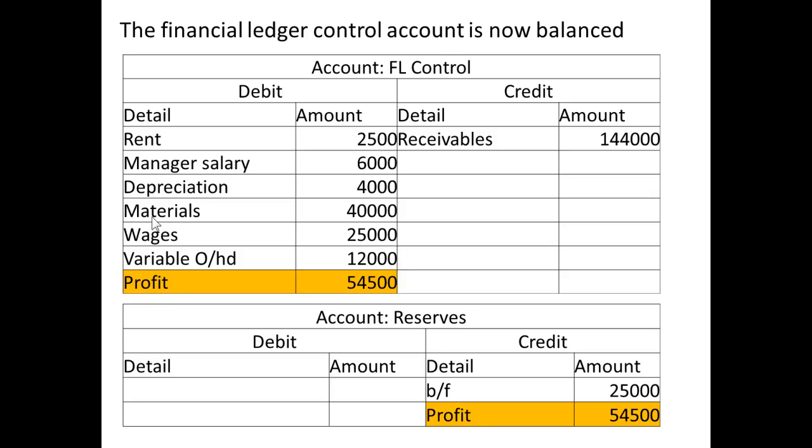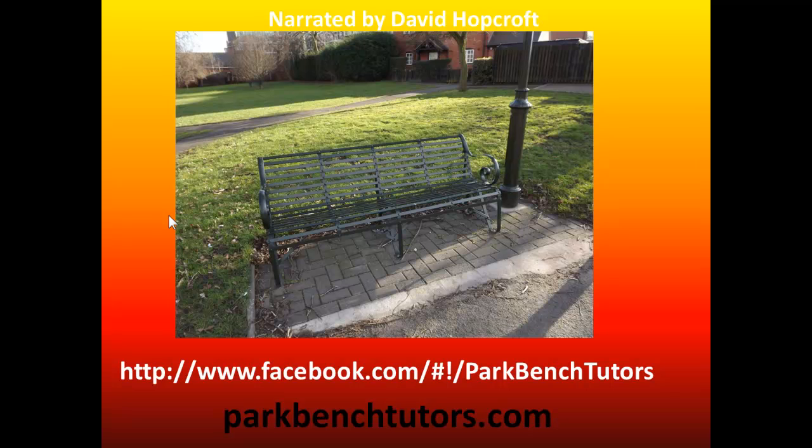The financial ledger control account now has to be balanced, and to balance it we come up with the £54,500 for profit, and of course there needs to be an opposing entry for a double entry, and we will credit the reserves because the reserves have gone up by the profit we've made for the year at 54,500. So that's the interlocking system then, where you keep two separate systems. A lot of entries, but I think we've gone through and covered them all here.